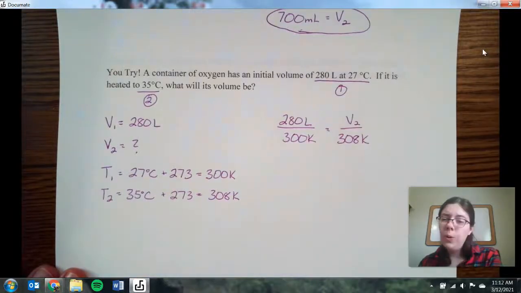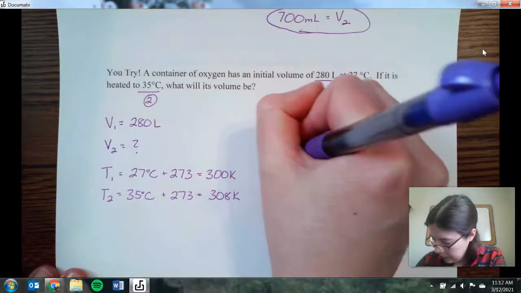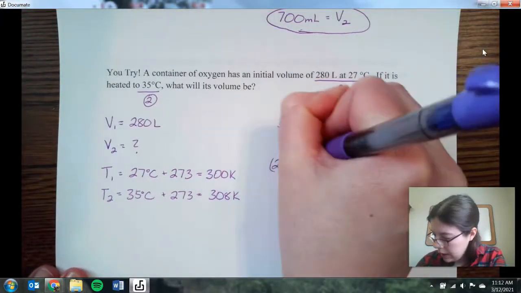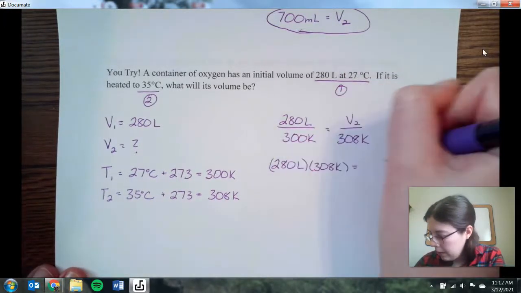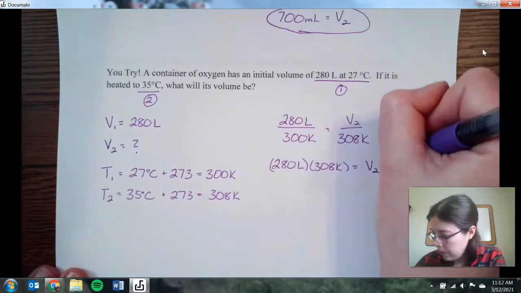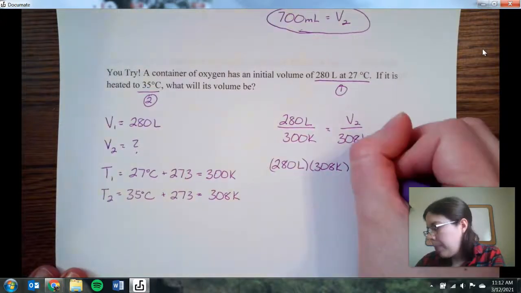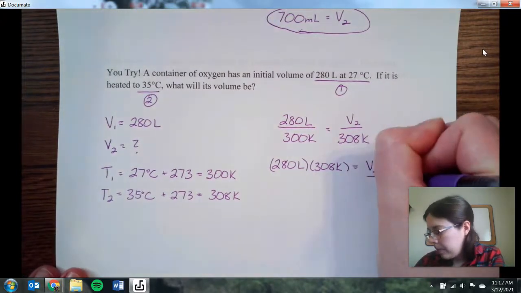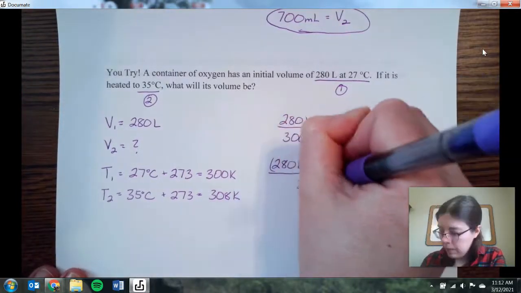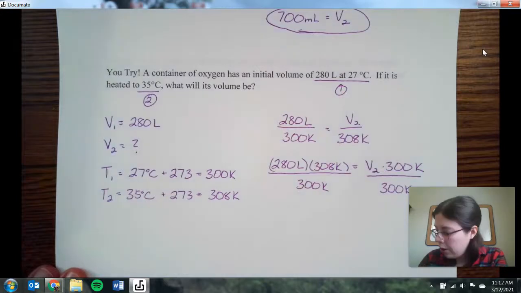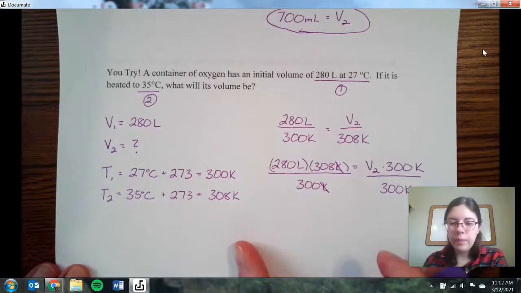Again, to get that V2 by itself, we're going to cross multiply and divide. So 280 liters times 308 Kelvin is equal to V2 times 300 Kelvin. To get that V2 by itself, we're going to divide both sides by 300 Kelvin. If we look at our units, our kelvins are going to cancel out with one another, so I'll be left with units of liters for this problem.